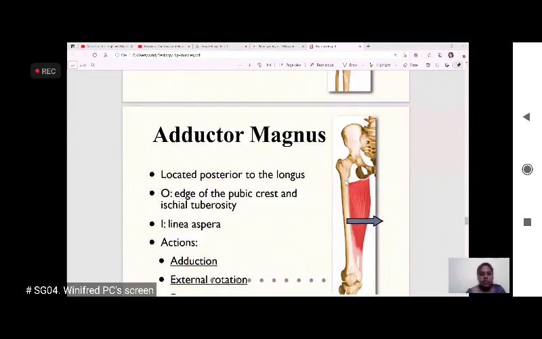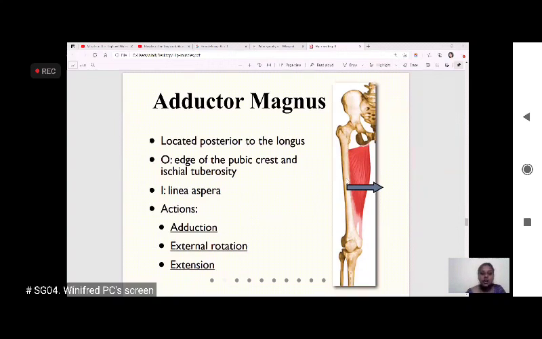Adductor magnus is located posterior to the longus, because when we go from the anterior to the posterior direction of the adductor group, first comes the adductor brevis, then the adductor longus, and then the adductor magnus. The adductor magnus is the deepest muscle in the adductor group. Its function is adduction, external rotation, and extension. Next slide, please.